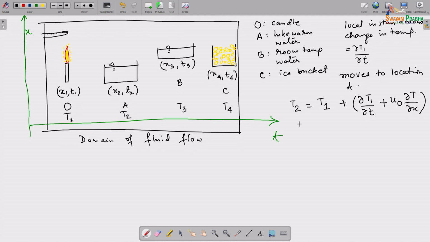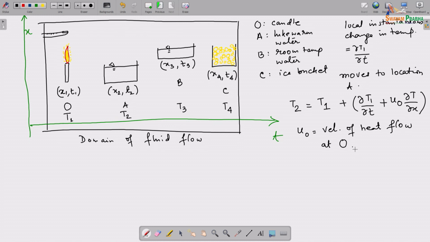What is u naught? So, u naught is essentially the velocity of heat flow, and this is the velocity of heat flow, say at O. This is at O, isn't it? And I am saying that the velocity of heat flow, I am taking the same velocity of heat flow which is at location O. So, let me repeat that.